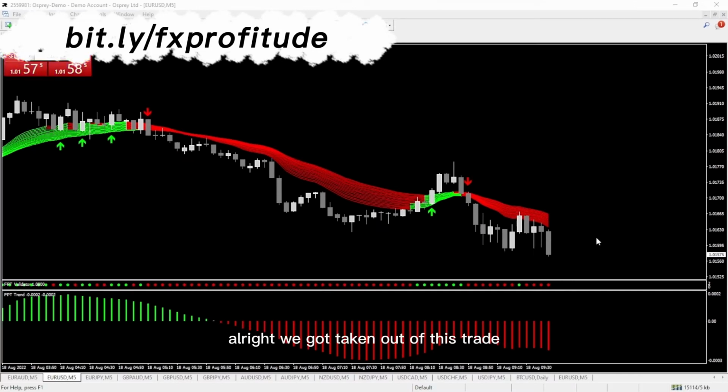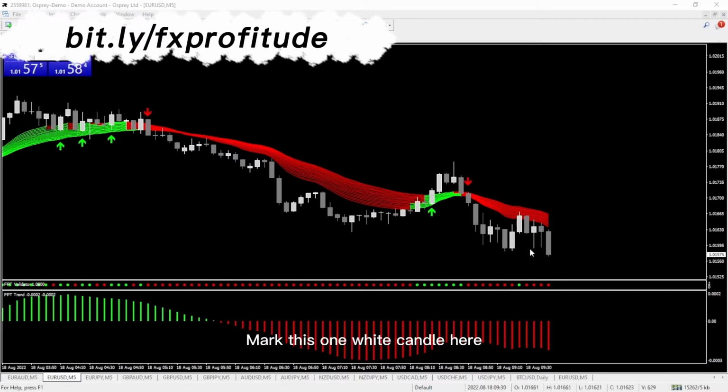All right, we got taken out of this trade. Now, this trade was a little bit of a nail biter. We had the market get just below our exit, but because this is a sell trade, we need to get below the exit level by whatever the spread is, and we didn't quite do that. So both of these wicks here got below that exit level, but didn't tag the actual exit mark.